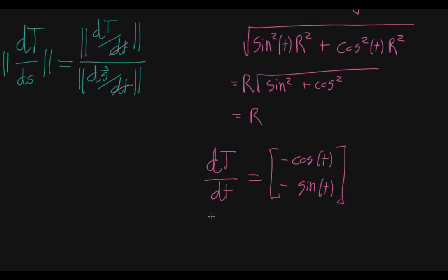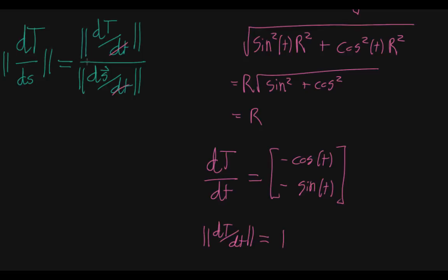And what this implies is that the magnitude of that derivative of the tangent vector with respect to t, well, what's the magnitude of this vector? You've got a cosine, you've got a sine, there's nothing else in there. You're going to end up with cosine squared plus sine squared. So this magnitude just equals 1.